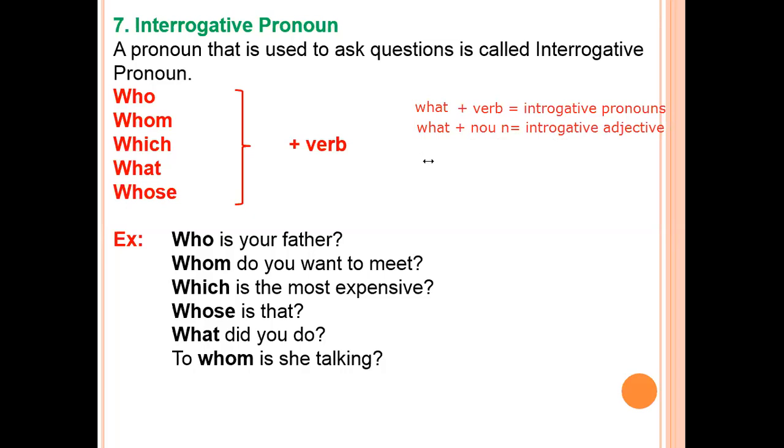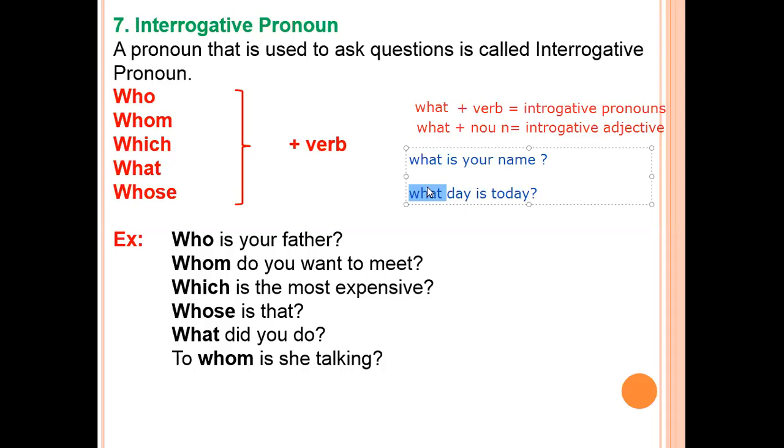Now let me give you examples here. Suppose I want to write, for example, what is your name? Now can you see, after what I have used is? So this word is now called an interrogative pronoun. But if I say, what day is today? Now in this case, can you see after what I have used a noun here? This is a noun. After the noun, I have used a verb. So in this case, what is not an interrogative pronoun. This is called an interrogative adjective because it modifies a noun. Clear? What day? It interrogates about a noun.